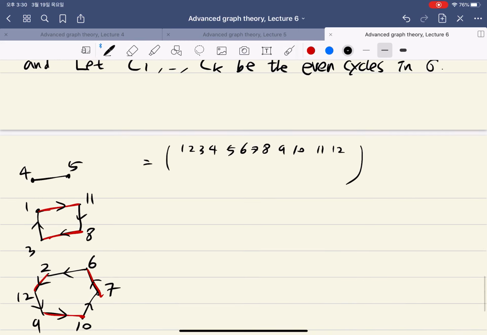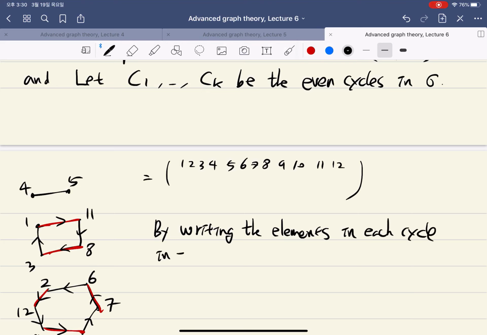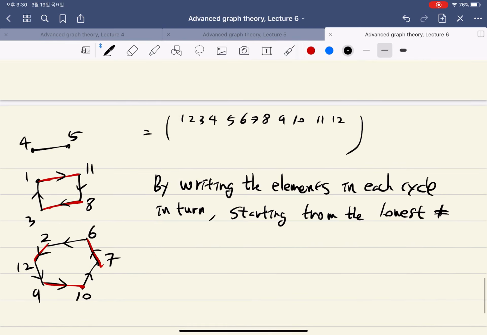So this is sigma. So what we do is by writing the elements in each cycle in turn, starting from the lowest number, we obtain a permutation rho for M.